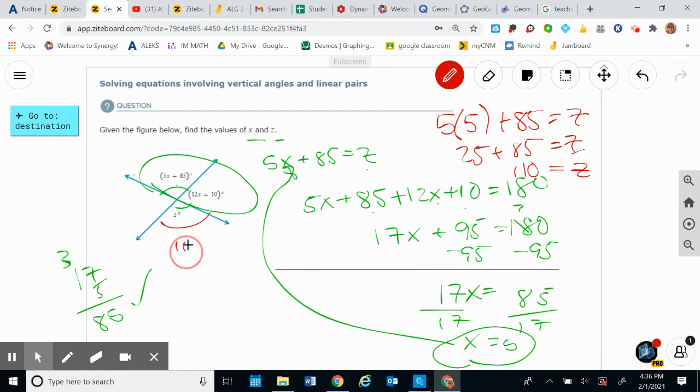And if you wanted to check it, you could plug in the x to see if you get 70. Because look, this whole line has to be 180, and if we know this piece is 110, that means this should be equal to 70. Let's try it. 12 times 5 plus 10. Is that equal to 70? 60 plus 10? Indeed it is.